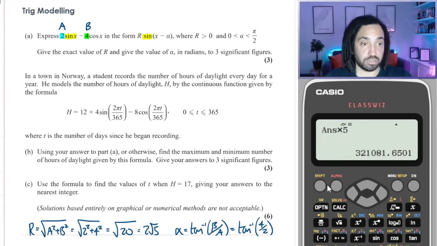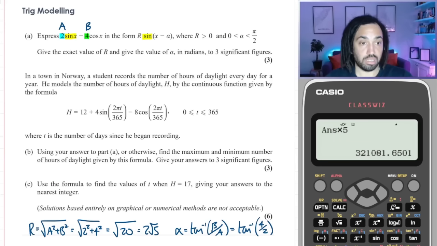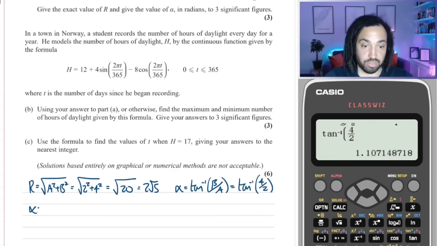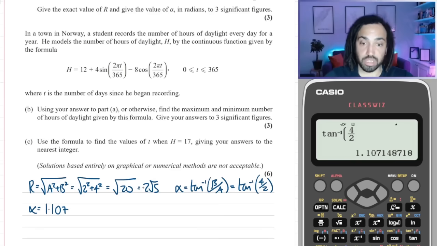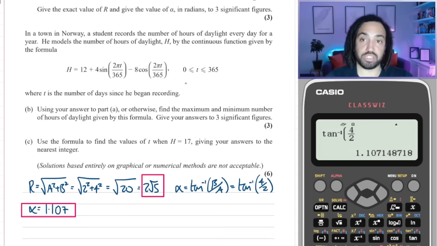So we can go to, in radian mode, 4 over 2. Okay, so alpha is equal to 1.107, and that's it. So there are our answers. 3 marks. You can expand out the harmonic form, and I know some people do that, but I like this little shortcut because it saves time.